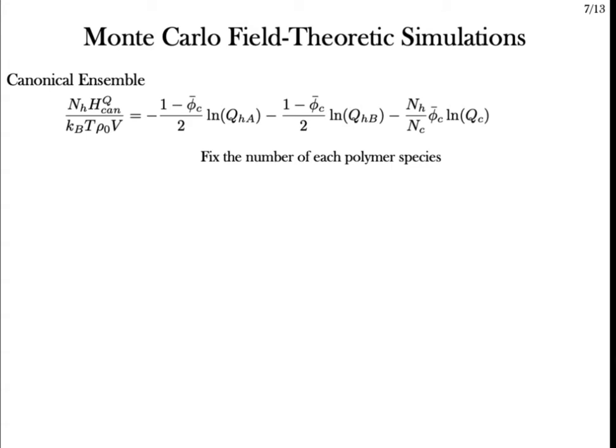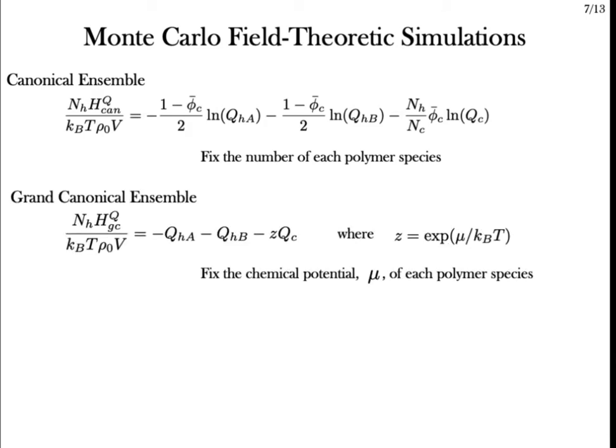The Hamiltonian for the non-interacting chains is calculated in terms of the partition functions for the individual non-interacting chains, Q. The first term corresponds to the A homopolymers, the second term to the B homopolymers, and the third term to the copolymers. The partition function for the non-interacting chain, Q, can be calculated from the fields W- and W+.